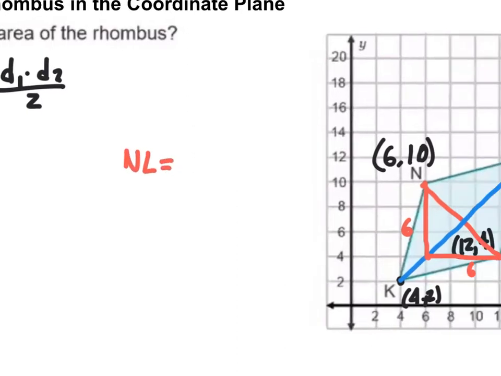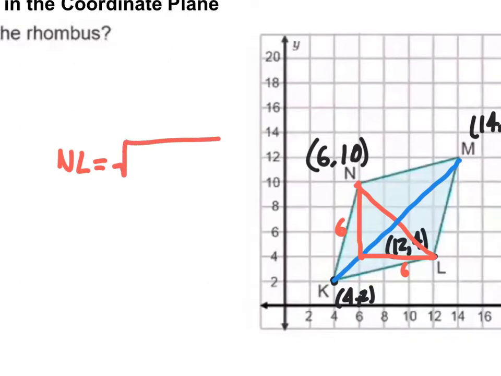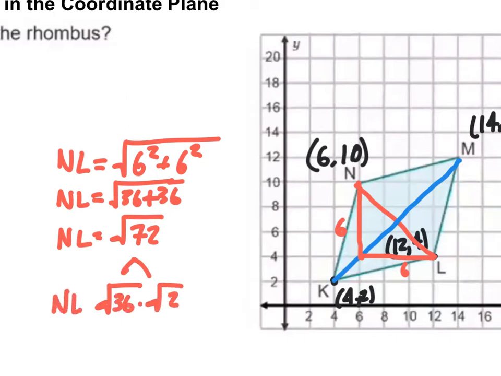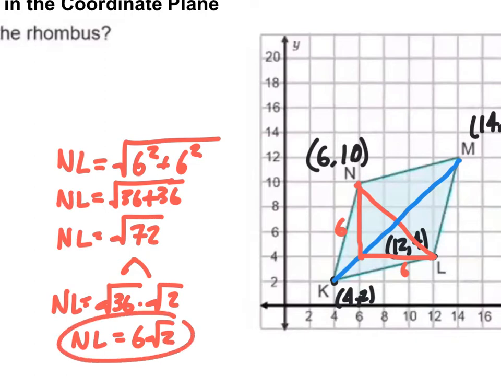That's going to give me the square root of 6 squared plus 6 squared. So NL is going to be the square root of 36 plus 36, which is the square root of 72. Now I can split that up and say that this is the square root of 36 times the square root of 2. Then that gives me that NL is equal to 6 times the square root of 2. So that's that value.